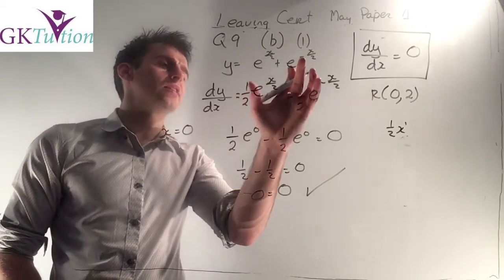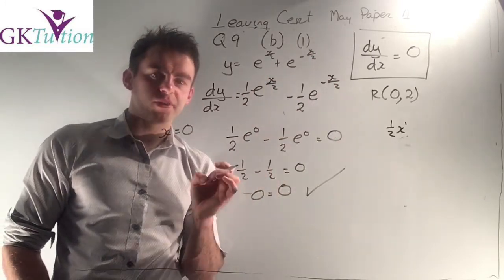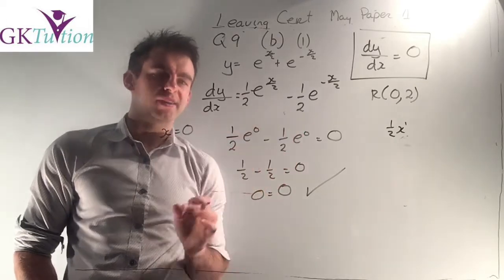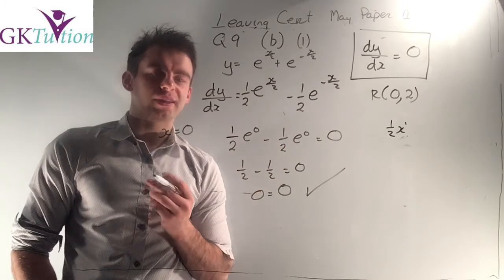The derivative of e to the minus x over 2 stays the exact same, and then I multiply by the derivative of the power, which is minus a half. So your dy/dx is this. It just works out simply like that.